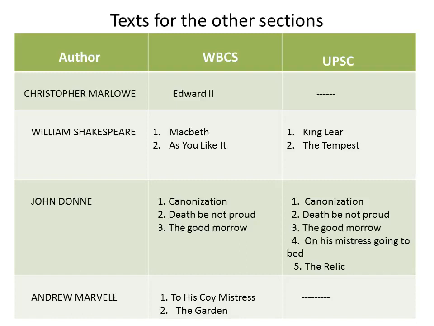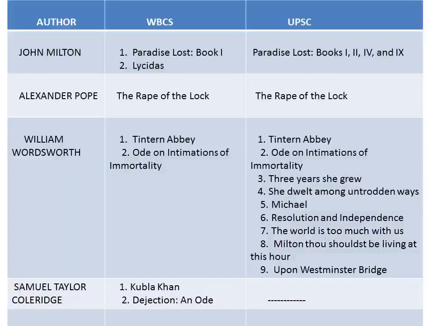Now there's something about UPSC that you have lesser number of authors but more number of texts by each of those authors, whereas WBCS has more number of authors themselves, okay, but perhaps just one or two texts by each of them. So as you can see, WBCS has also prescribed for you Andrew Marvell, and this is To His Coy Mistress and The Garden, but UPSC has not included Marvell at all. Then we come to John Milton, and WBCS has Paradise Lost Book 1 and also Lycidas, whereas UPSC has included books 2, 4 and 9 also, apart from 1, from Paradise Lost.